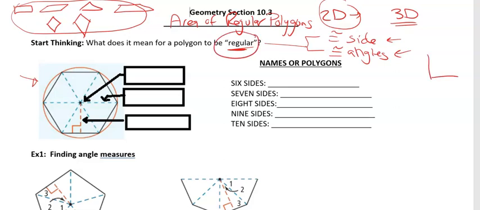Now, if you have a figure that is not regular, let's say that pentagon, we are not developing a formula for this. What you would end up having to do is break this up into two different figures. All we're doing today is regular polygons.